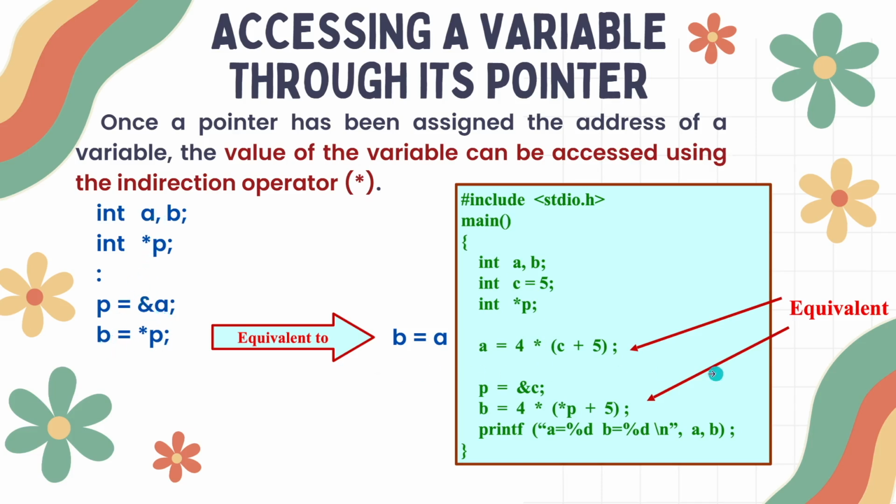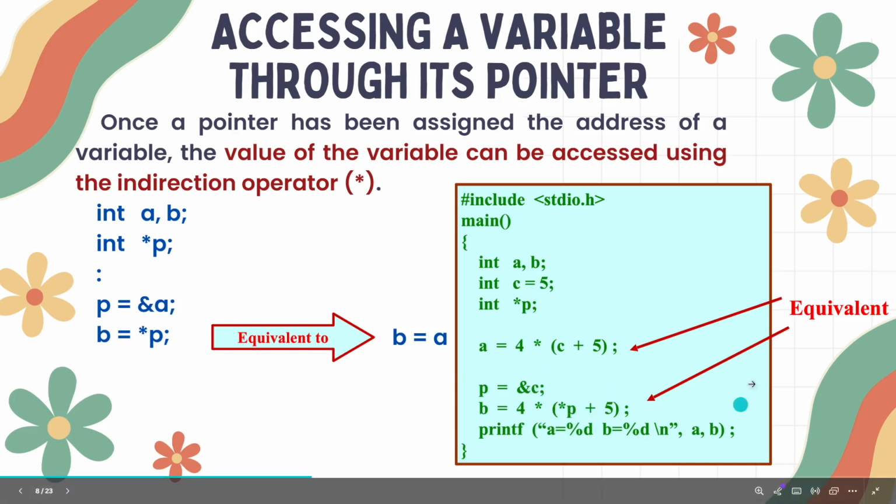The same thing I have shown here with an example program. Here you could see the assignment statement a equal to 4 into c plus 5, where c is an integer variable having a value of 5. So this would happen as usual. In this statement, b is equal to 4 star p plus 5, where we actually look at the value held in the address held by p. Actually, p holds the address of c as per this assignment, and the value held in c is 5, which is fetched here with the help of this indirection operator.